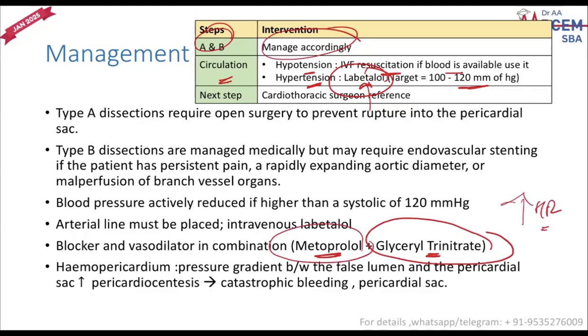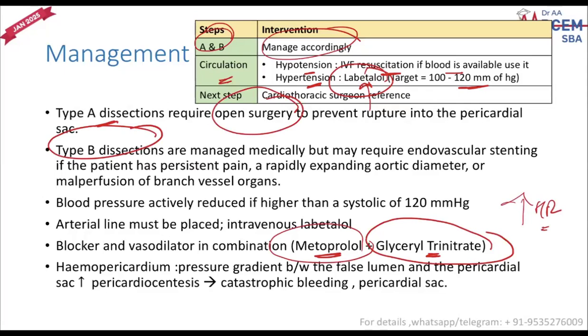As I told you, in Stanford's classification, type A most of the time requires a surgical intervention. Type B most of the time doesn't require a surgical intervention, just conservative management. Again, the call is not taken by us. They will be taking the call, the cardiothoracic surgeons.